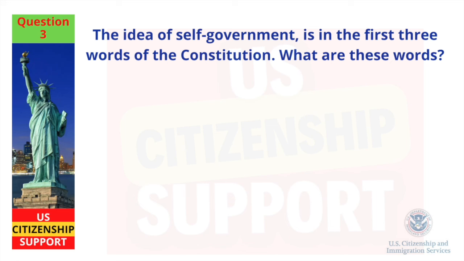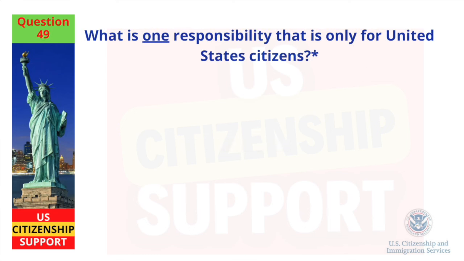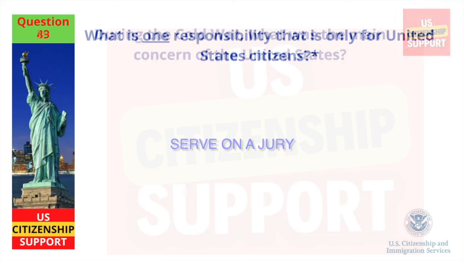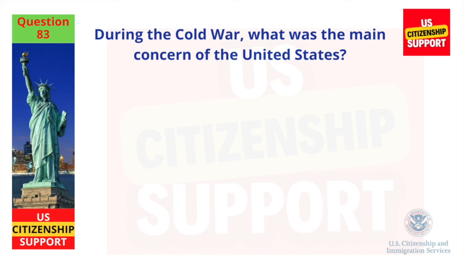The idea of self-government is in the first three words of the Constitution. What are these words? We the people. What is one responsibility that is only for United States citizens? Serve on a jury. During the Cold War, what was the main concern of the United States? Communism.